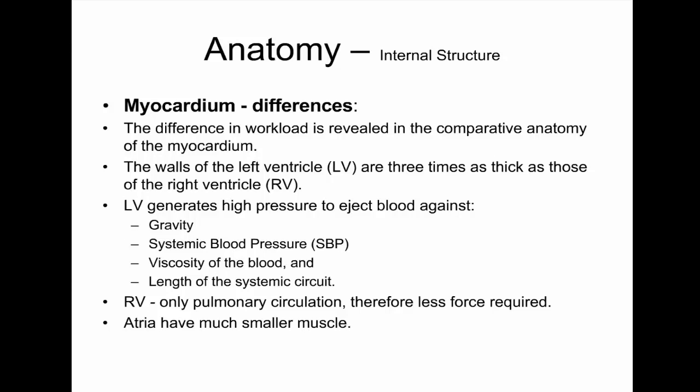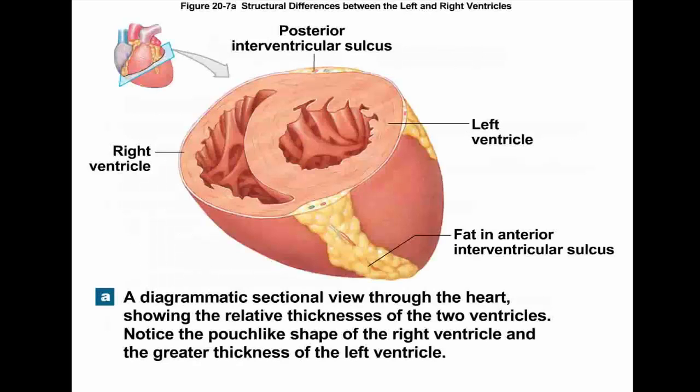Whereas the right ventricle only has to pump blood. When I say only, its job is to pump blood to the pulmonary circulation. Therefore, there is less force required. And the atria have smaller muscles compared, of course, to the left and right ventricles. So here's a diagram showing you a cross-section through the heart, and you can see quite clearly that the left ventricle has far thicker muscles compared to the right ventricle.